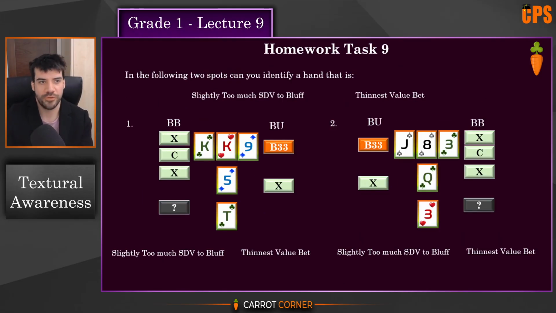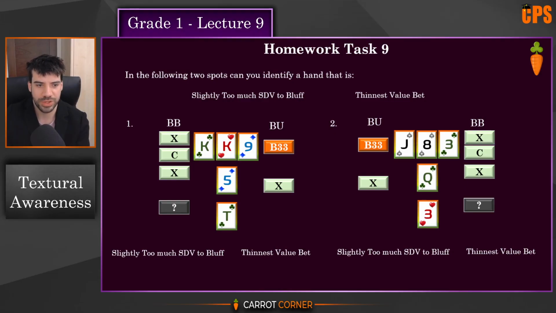Here's the homework for this week. In the following spots, can you identify a hand that's slightly too good to bluff, slightly too much showdown value, and then your thinnest value bet? We're going to then reveal the answers for each of these spots. Pause the video, have a think about it.